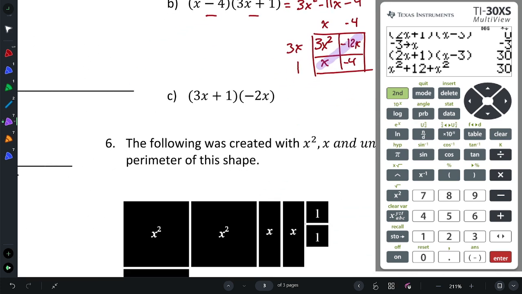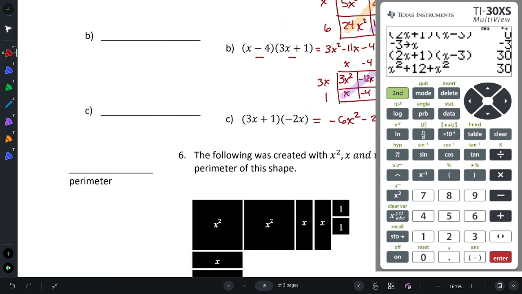All right, one more of these. Definitely not using an area model here. This is just a binomial times a monomial. When I multiply 3x times negative 2x, that's negative 6x squared. And then when I multiply 1 times negative 2x, I just get negative 2x. So that is that product.